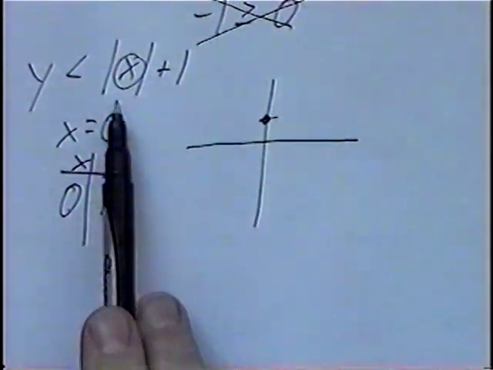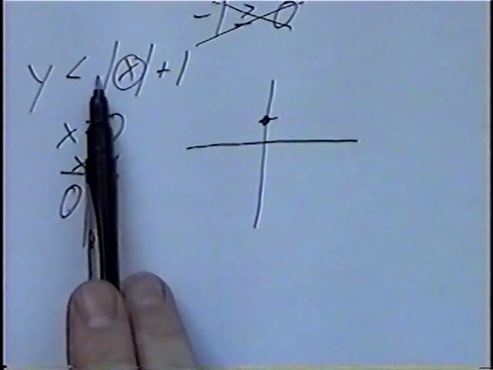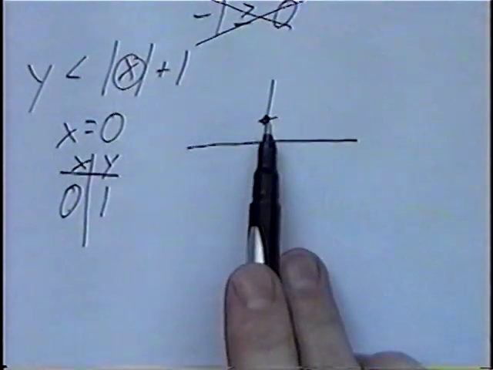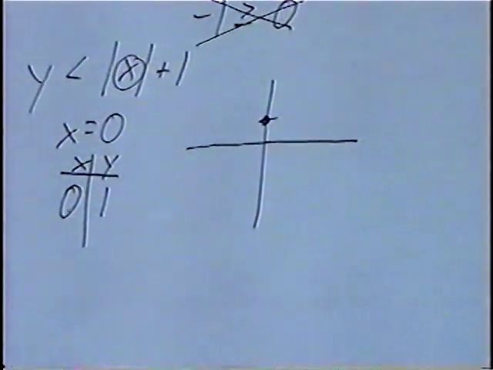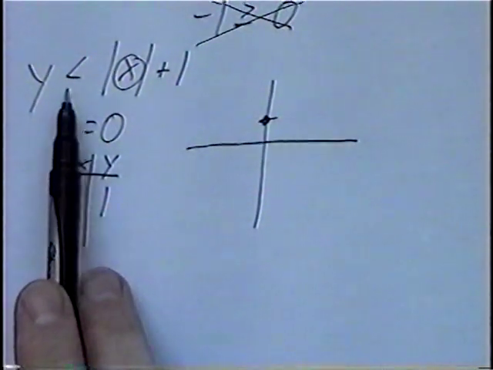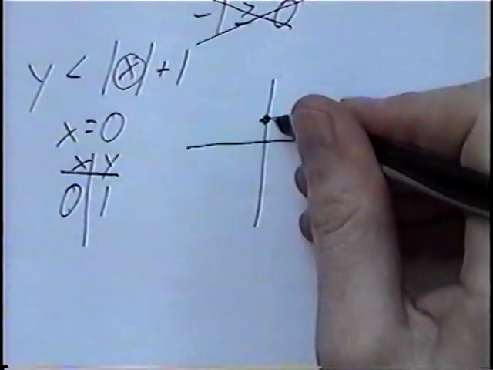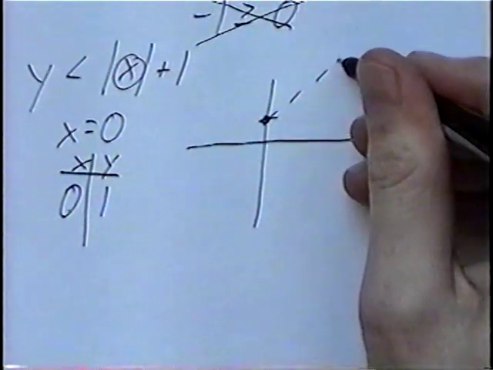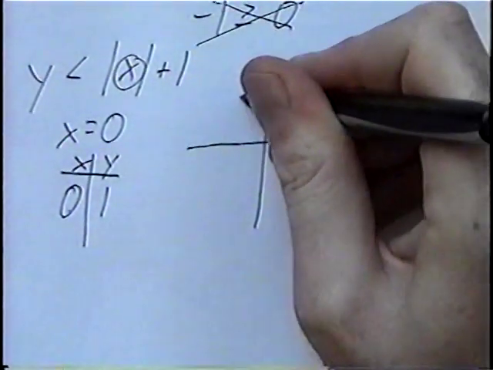And again, the absolute value is positive. There's no negative number outside the absolute value. So this will be a V shape pointing up. The inequality is less than. If it's less than, it is a dashed line, but still a V shape.